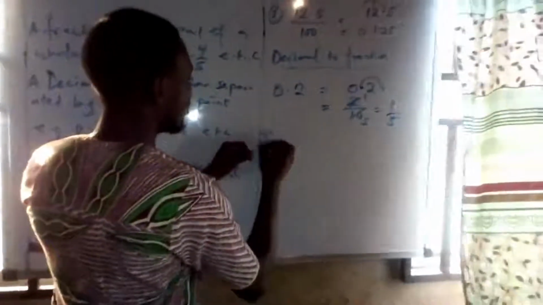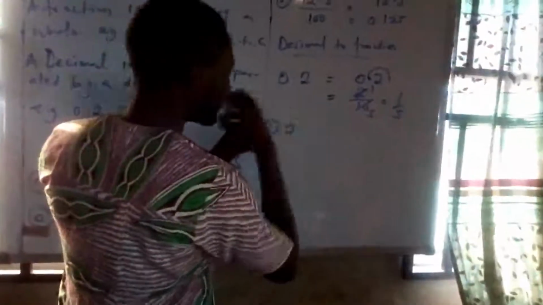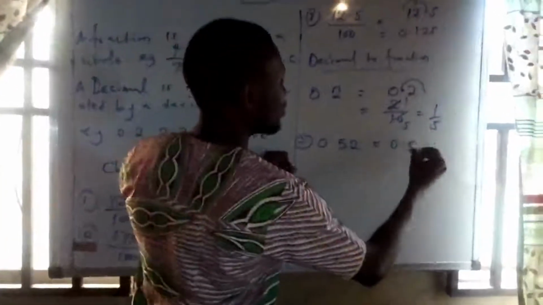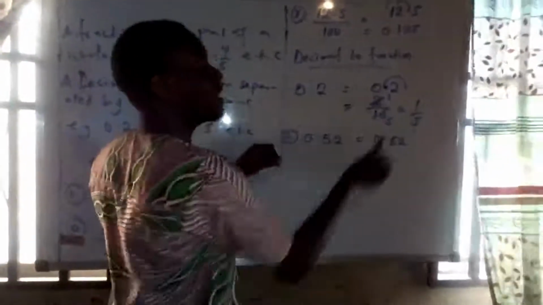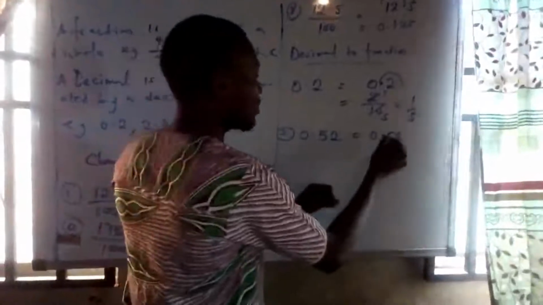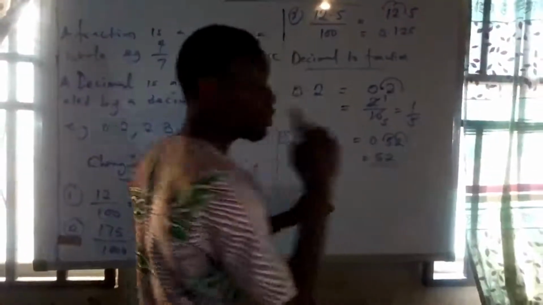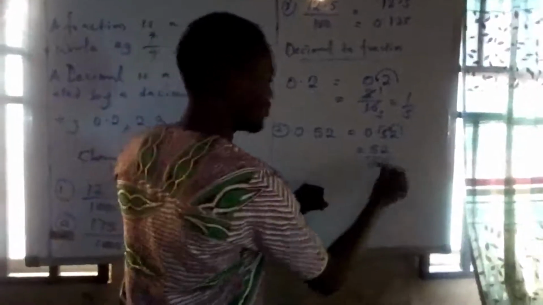Another example is when we have 0.52. In this case, we have our 0.52. Then we move the decimal point to the end of the number. So let's go 1, 2. We have 52. How many times did we move? Twice. That will be 2 zeros.